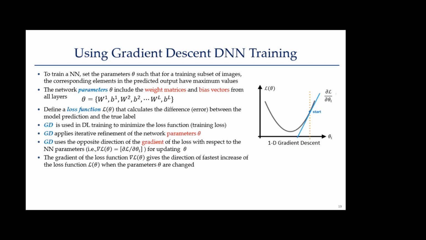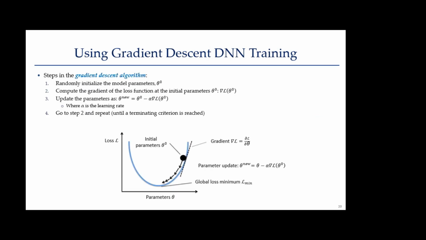In this figure, we have one example of 1D gradient descent. We'll use only one value for theta, but in reality, the situation could be different. These are the steps of gradient descent. Start with an initial parameter set theta 0, then compute the loss function, compute the gradient of the loss, move in the opposite direction of the gradient of the loss, and keep repeating this until we reach a minimum point.